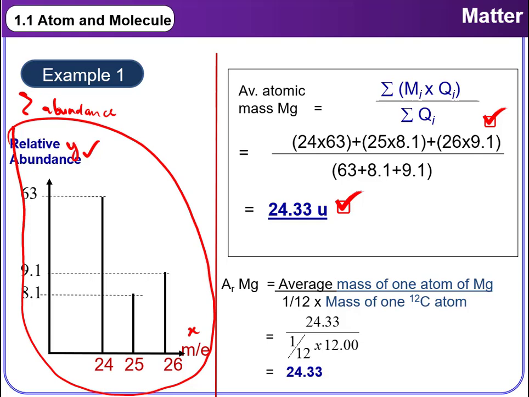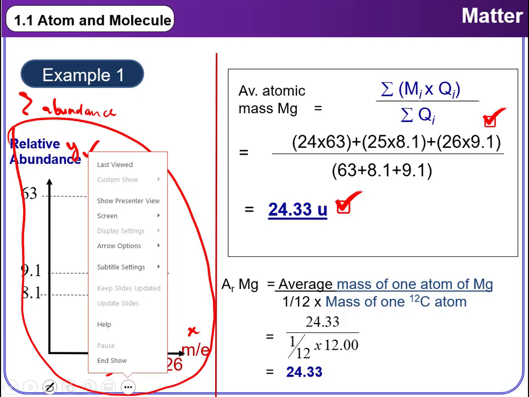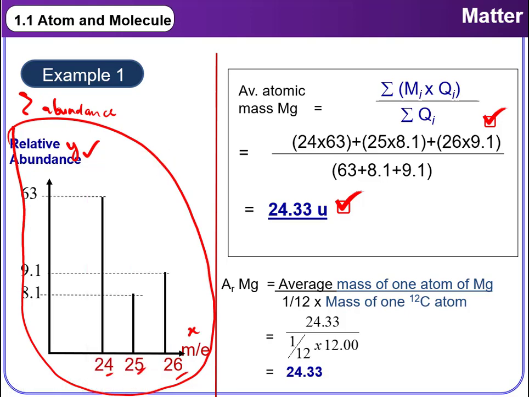The X-axis has the mass of the isotope. So, how many isotopes do we have for magnesium just now? It is 3: magnesium 24, 25, and 26. Each of the isotopes has a different peak. Okay? So, how to determine the average atomic mass of magnesium?